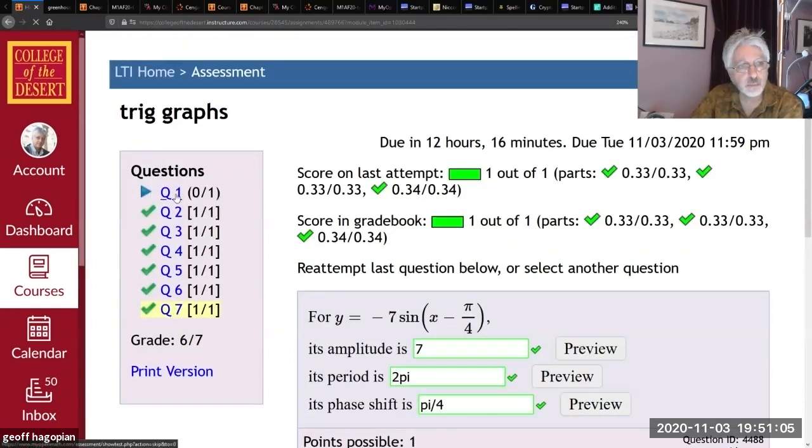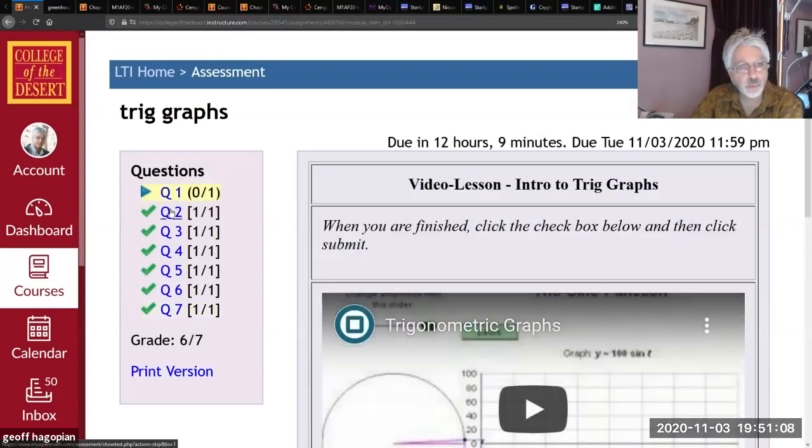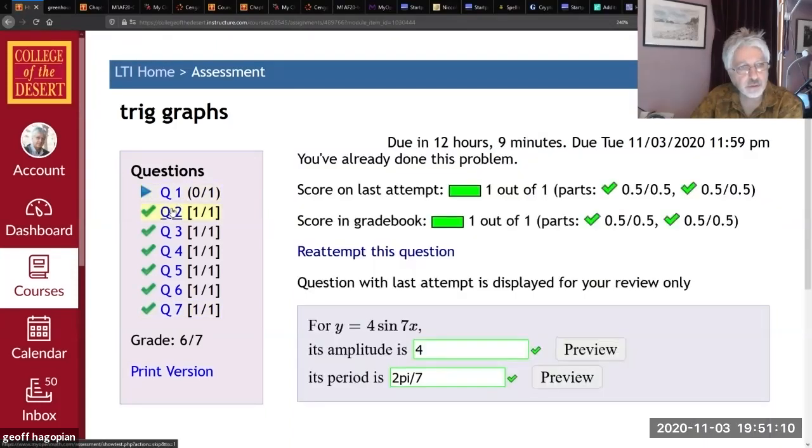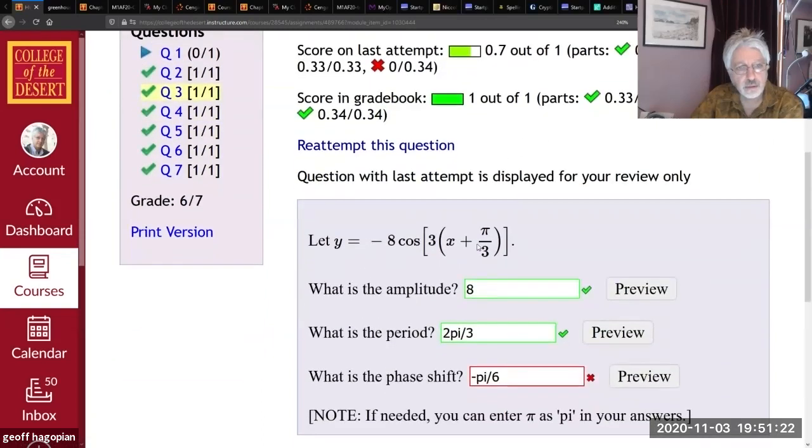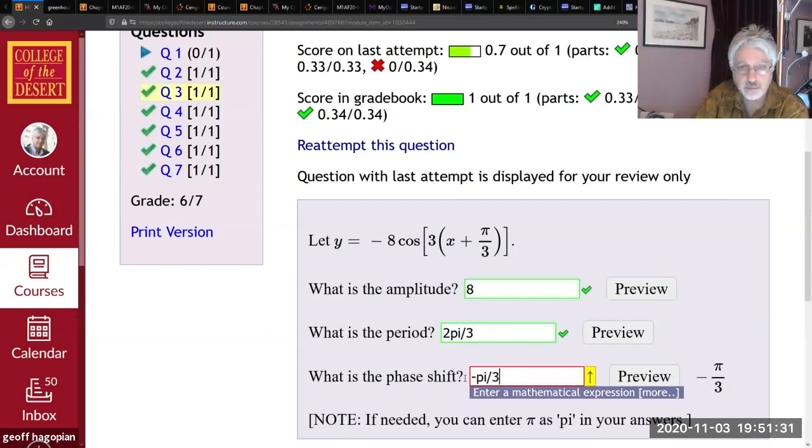So if we go to number 1, what do we have there? Oh, that was just to watch something. You click it when you're finished. So amplitude is 4, period is 2 pi over whatever coefficient of x is, right? Amplitude is 8, coefficient of x is 3, so 2 pi over 3. And here we got the phase shift wrong because I was experimenting. Originally we had negative pi over 3, right?